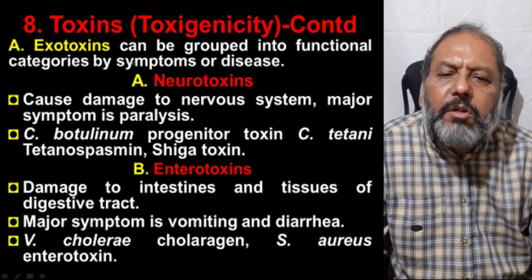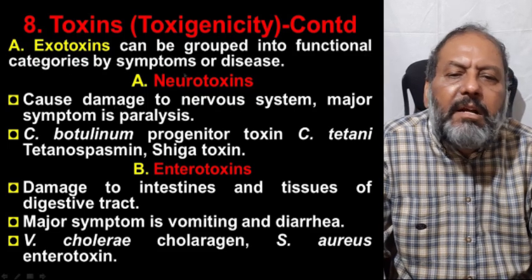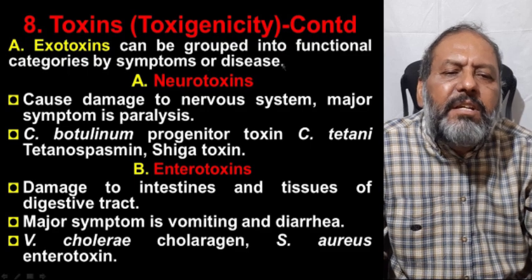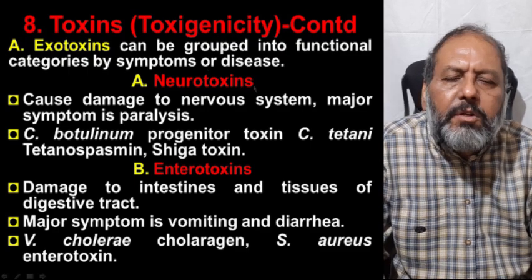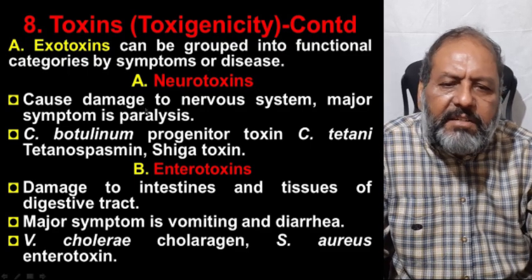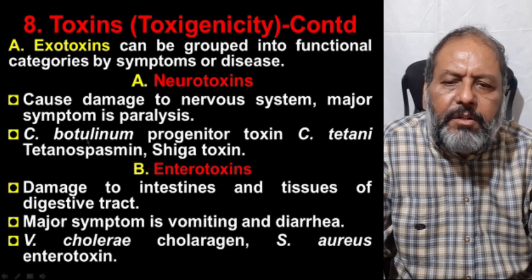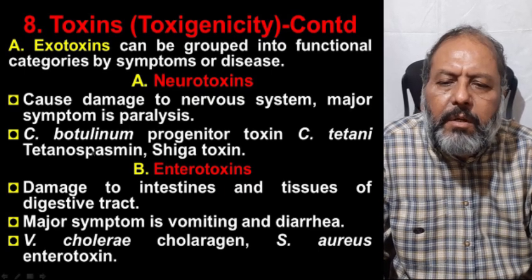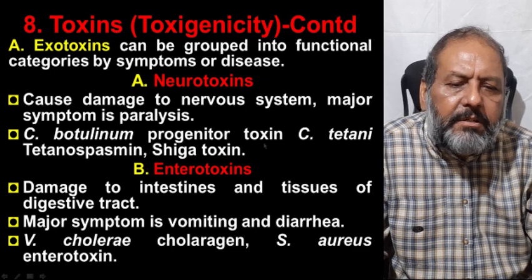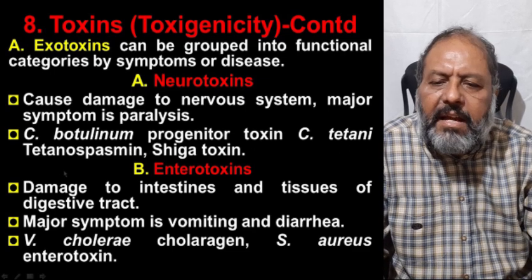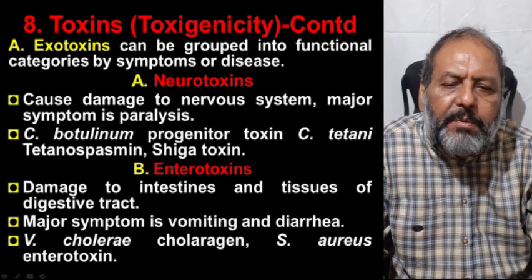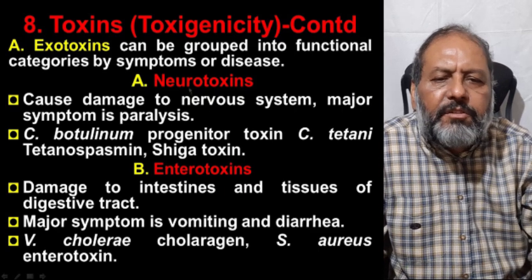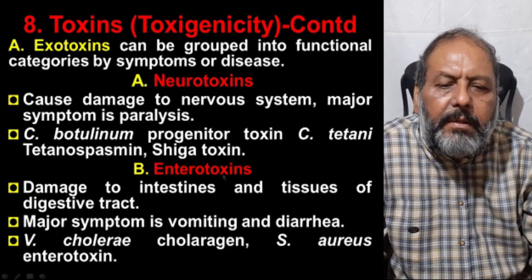Exotoxins can be grouped into functional categories by the symptoms or the disease they produce. Neurotoxins, as the name says, cause damage to the nervous system. The major symptom it produces is paralysis. Clostridium botulinum progenitor toxin C, tetanospasmin, and Shiga toxin all act on the nervous system, so they are called neurotoxins.